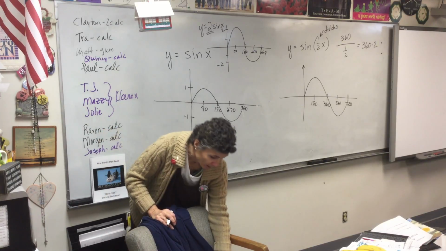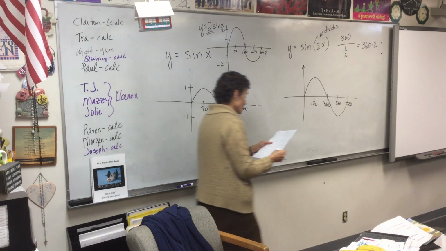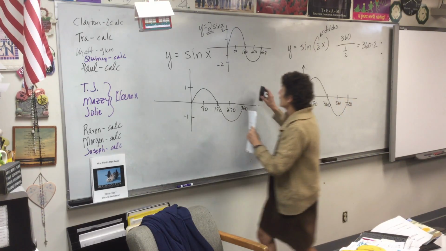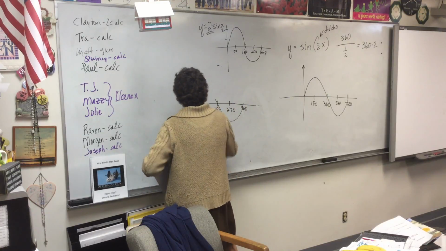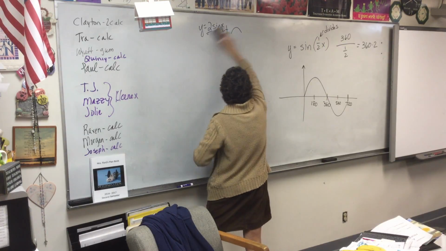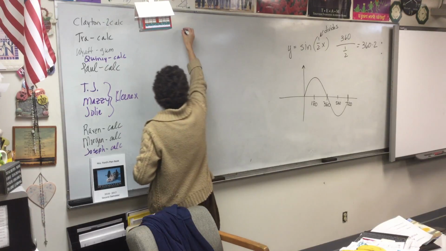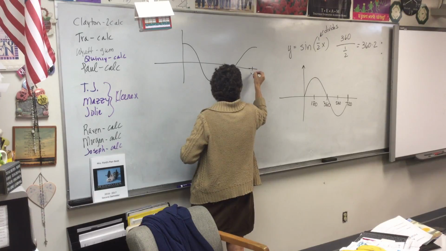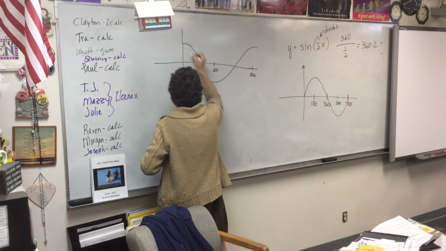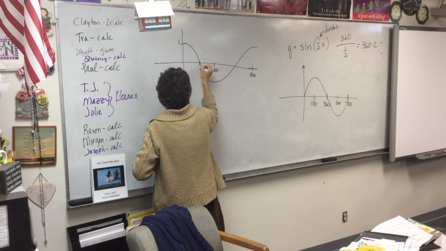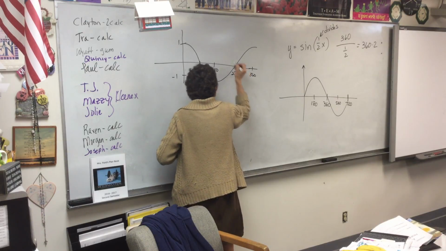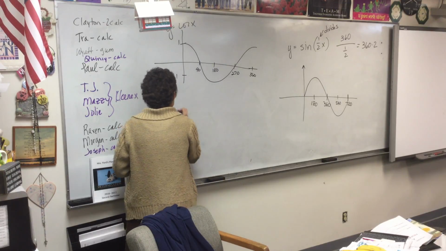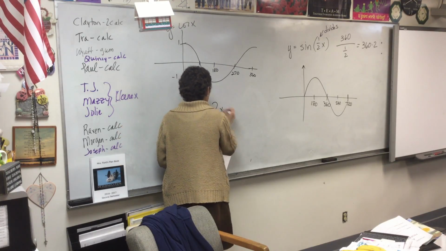Okay, a couple more and we'll go to lunch, okay? Let's do the next one. It's a cosine. All right, so now I'm going to draw my regular cosine one more time for you. This is on your paper. You already have this. That is your regular cosine. Now I'm going to sketch cosine 2x.